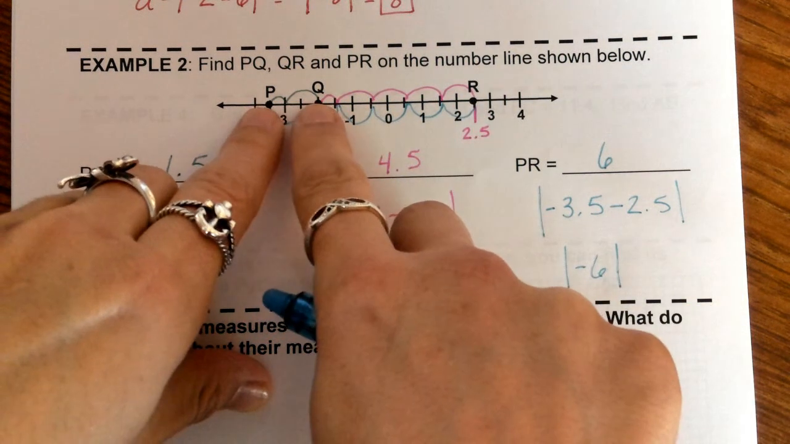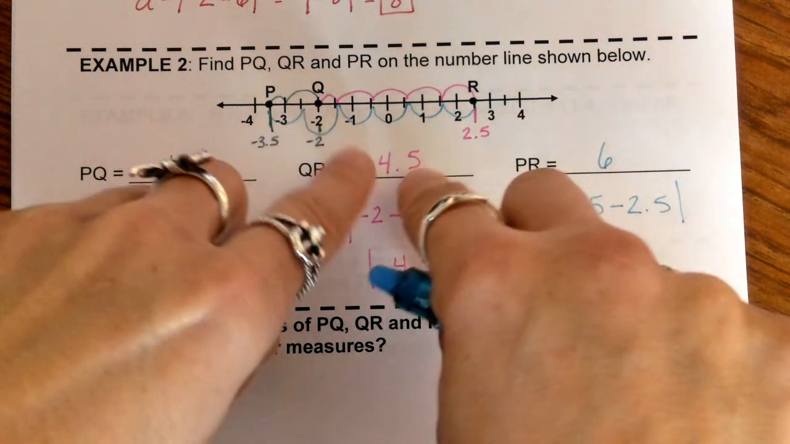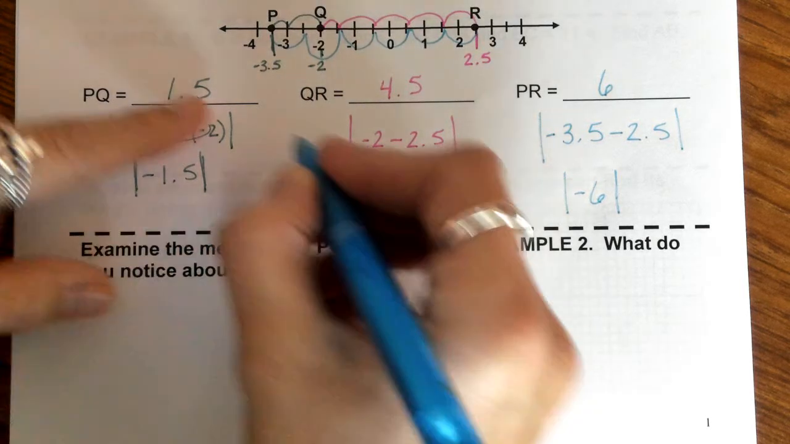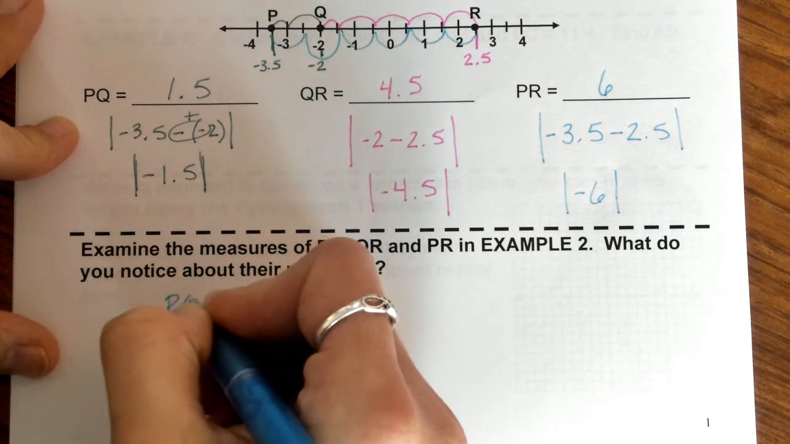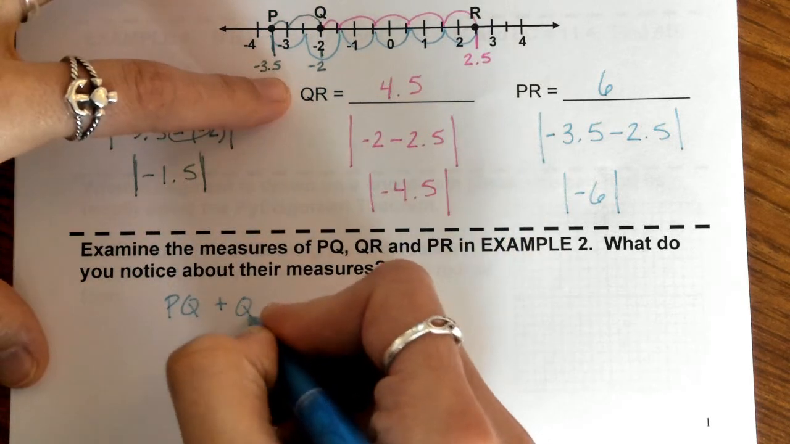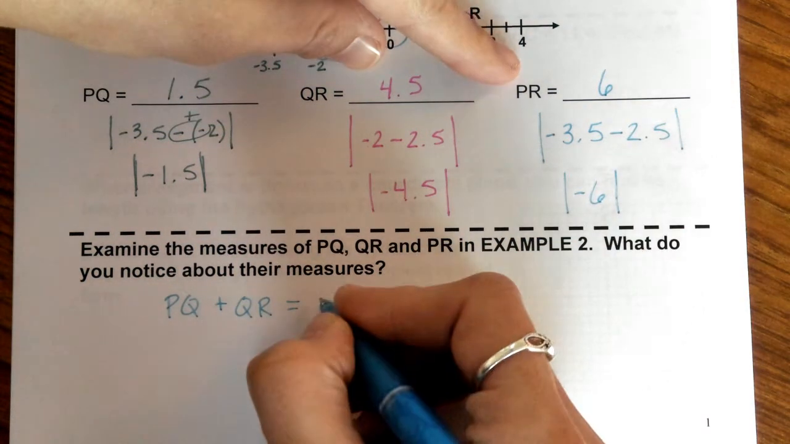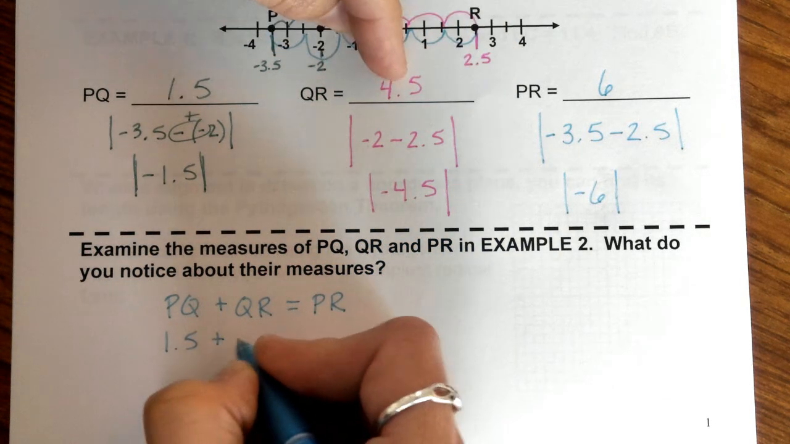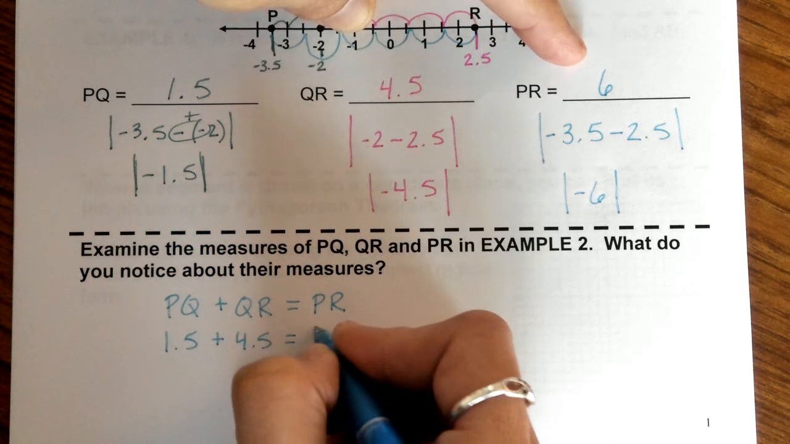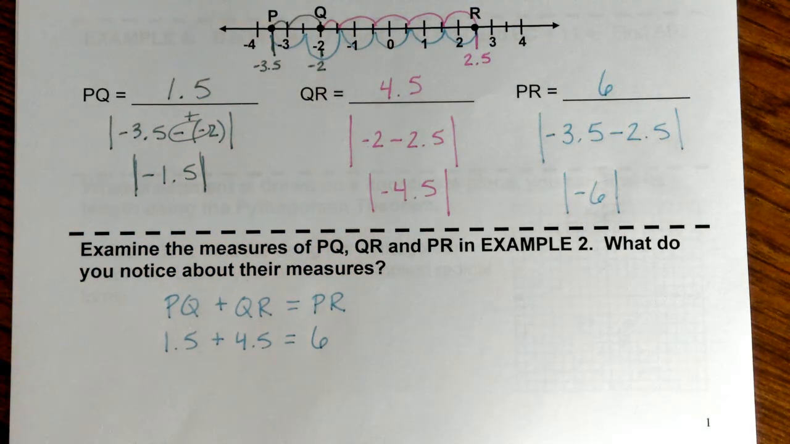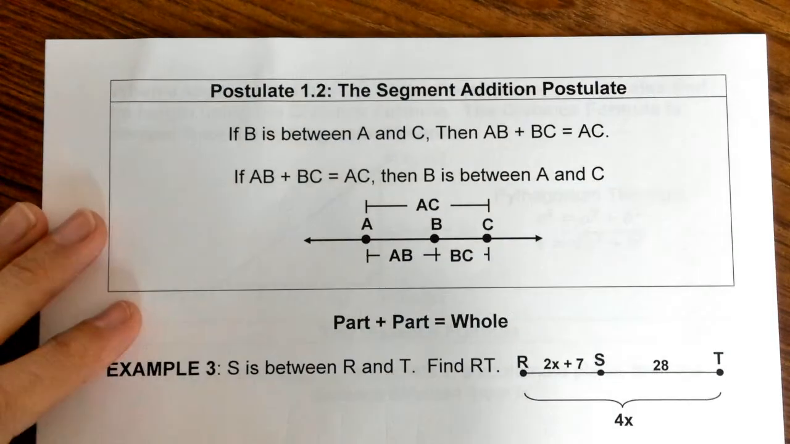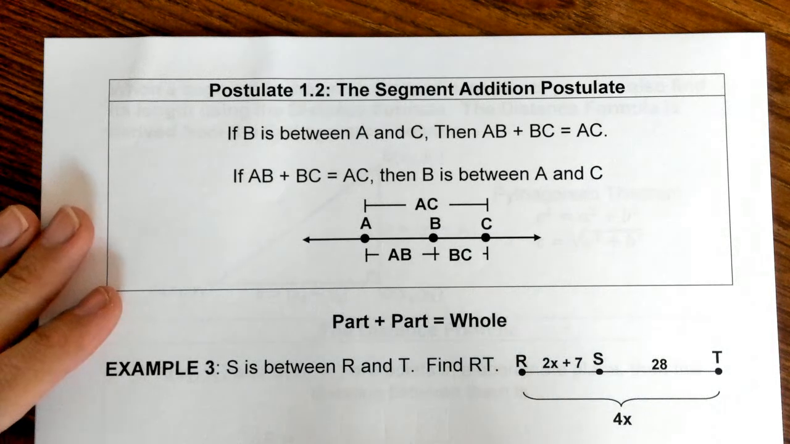Well, if you take from P to Q and you add that from Q to R, you're going to get 6. So when we take PQ and we add QR, we're going to equal that length of PR, the whole thing. So again, this is 1.5 plus the 4.5, and it all equaled 6. Okay? This is what brings us into our next postulate. It is called the segment addition postulate. All this means is part plus part equals whole.